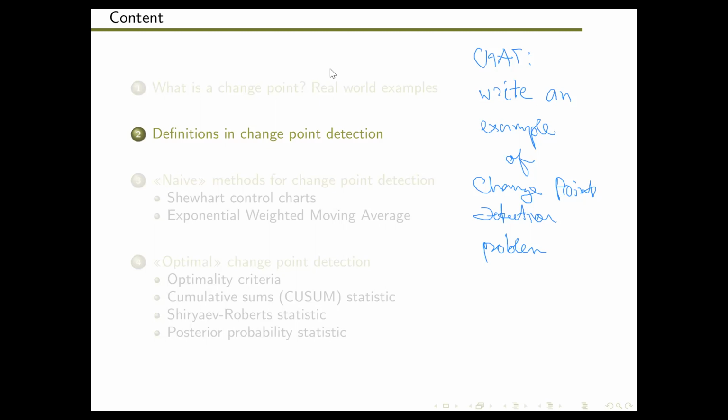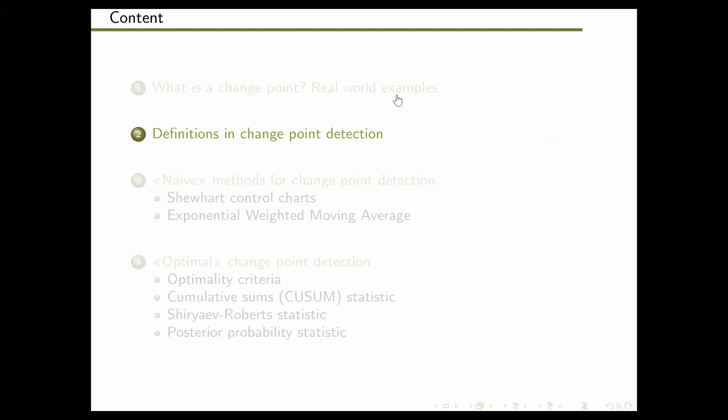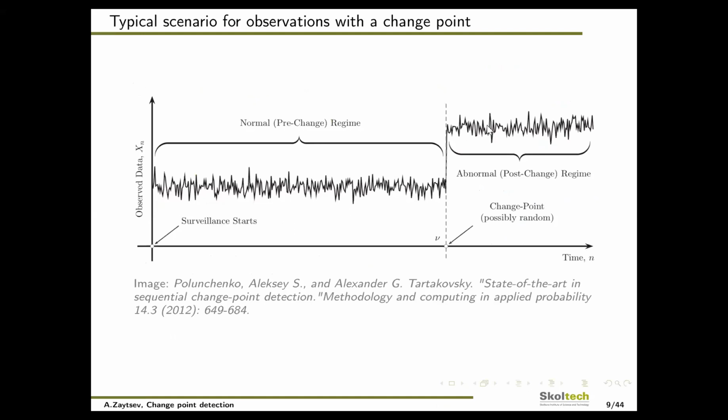But let's try to more formally define what kind of problem we are solving right now. How we define change point detection. Basically, we have a univariate or multivariate time series. We have some data we observe, x_n, with n being the time index and x the observations at this time index. And we have some change point. We have the start of our observations, of our surveillance, and at some point a change happens. So we have some regime before, a normal regime, and an abnormal post-change regime.